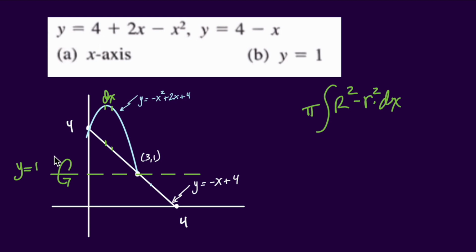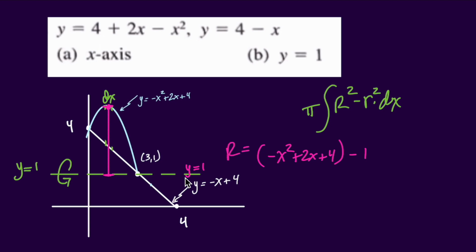The large radius is going to be from the furthest function down to the axis of rotation. This distance here is going to be the top function minus the bottom function. So we're going to have negative x squared plus 2x plus 4, that's our top function, minus the bottom function, which is 1, y equals 1. Again, they are both solved for y. So this is going to be our big R.